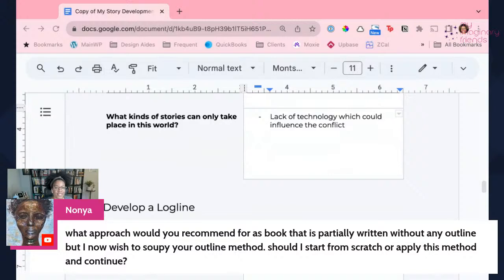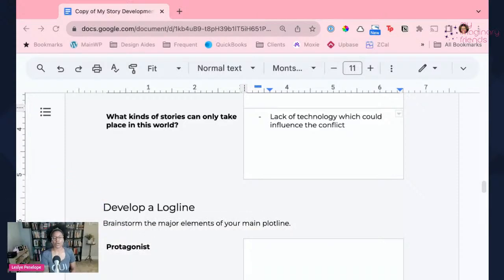What approach would you recommend for a book that is partially written without any outline when I want to use the outline method: start from scratch, or apply this method and continue? So it's partially written. You don't have to start from scratch. No, I think you can work what you have, what you know, through this method. If you're going through this workbook, there's a lot more that you know because you're living in it. Then you can take what you've already written and use that as your guideline and then outline the rest of it.